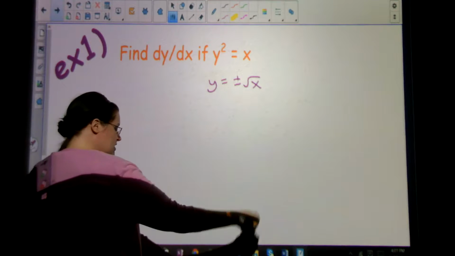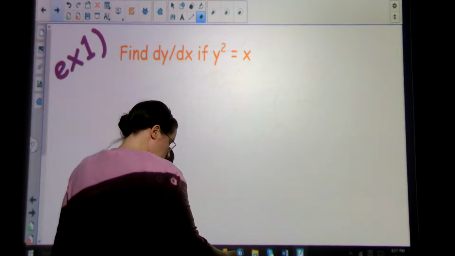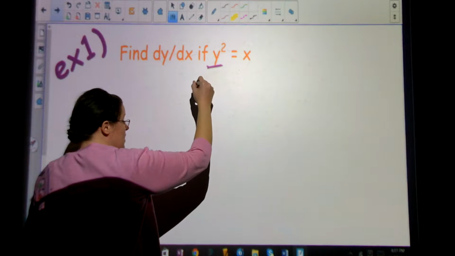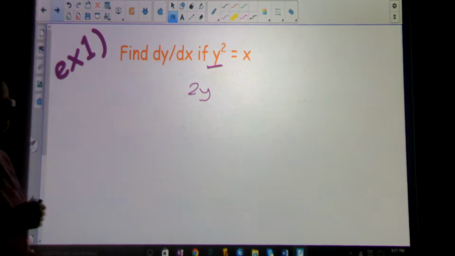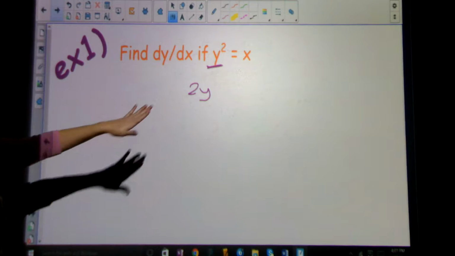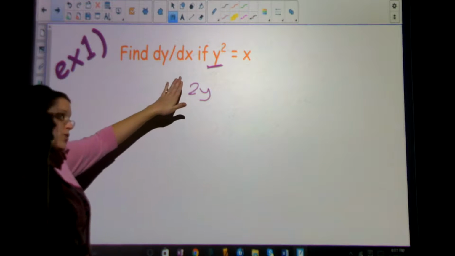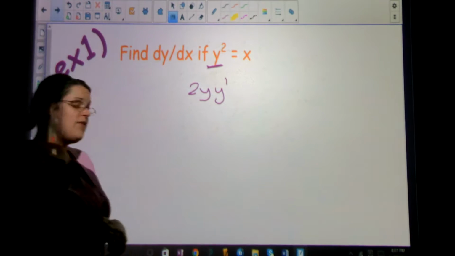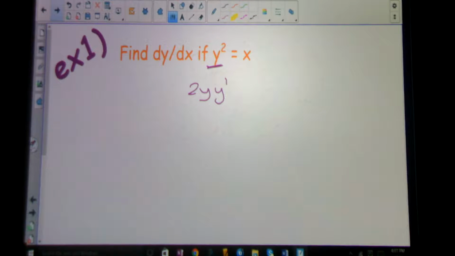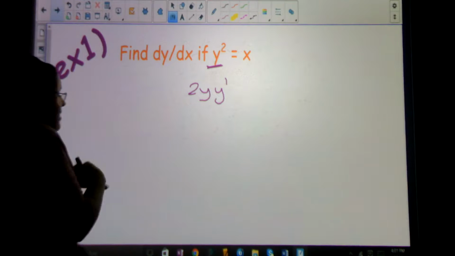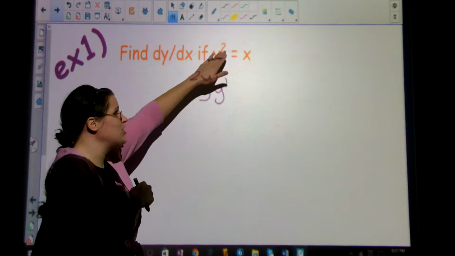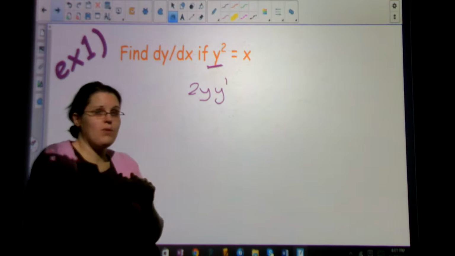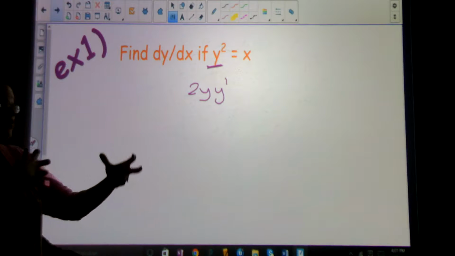So we're not going to do that. We're going to practice implicit differentiation. So I take the derivative of this. That is 2y. Remember, y is not your independent variable. That is a function. So what I just did here is I did the derivative of the outside. I have to multiply by the derivative of the inside, y prime. Now, I don't know what y prime is. That's why I'm using a generic y prime. So every single time you take the derivative of a y term, you have to multiply by y prime. That's the derivative of the inside. It's a form of the chain rule.